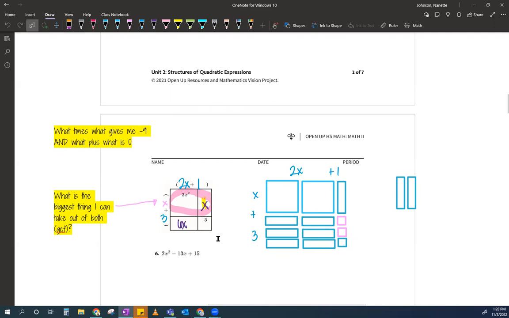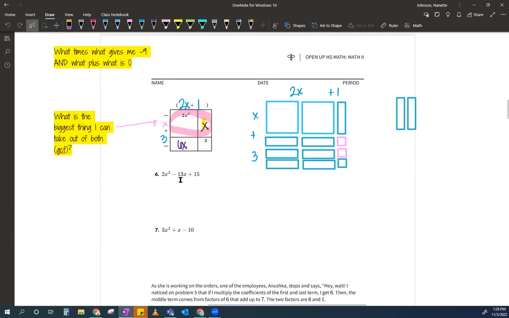Okay. So I'm going to pause again. I'm going to have you guys try these two, and then we'll come back and we'll make sure that you understand how to do both of these. Okay. So go ahead and work on 6 and 7.